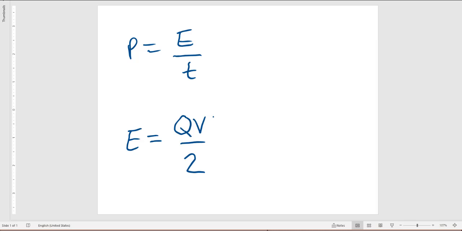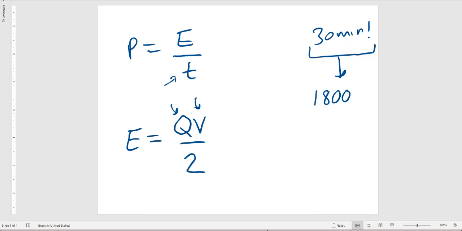Now we know what Q is. That's the charge. We know the voltage. We have that in the problem. Time we also have is 30 minutes. Now you have to be really careful. Whenever you use time in science, you almost always will need to convert this to seconds. Right? 30 minutes times 60 seconds per minute will give us 1,800 seconds. So we're going to plug that in for T.